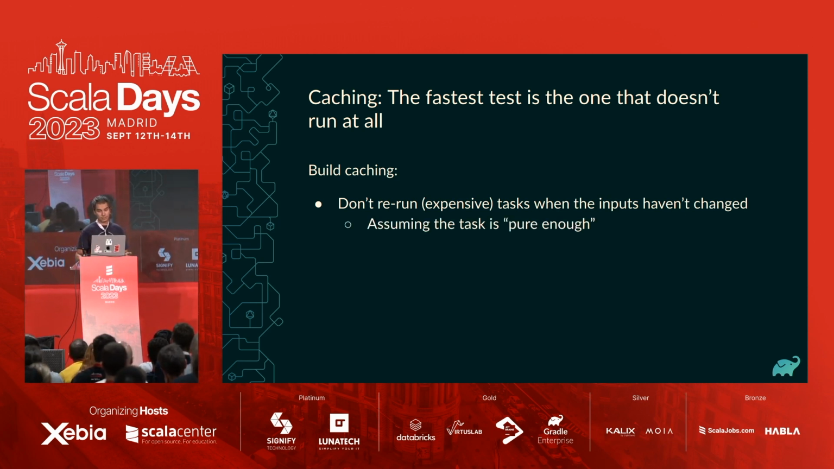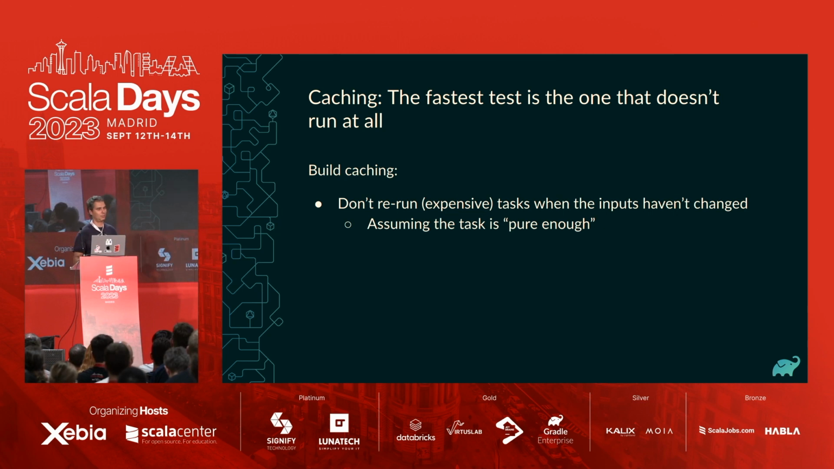There's a little assumption in there. The task should be pure enough, so there shouldn't be side effects that you care about. So for example, you cannot cache clean, because clean should clean your output directory every time. But most tasks that are interesting are pure enough to cache.